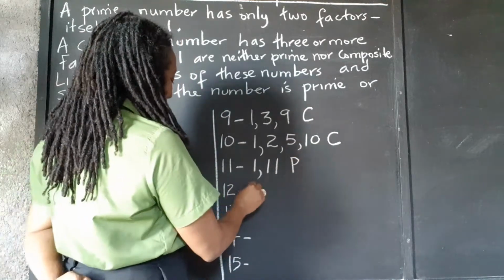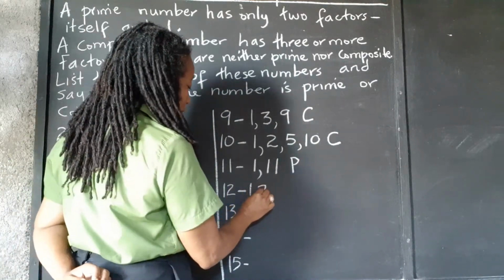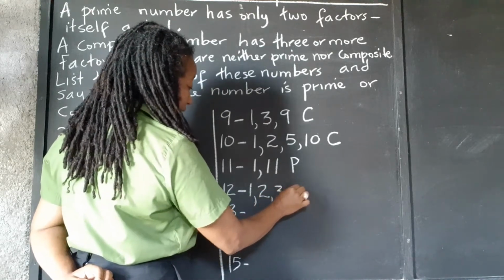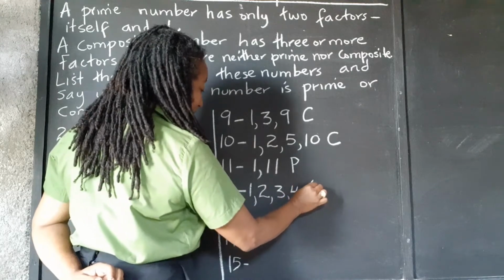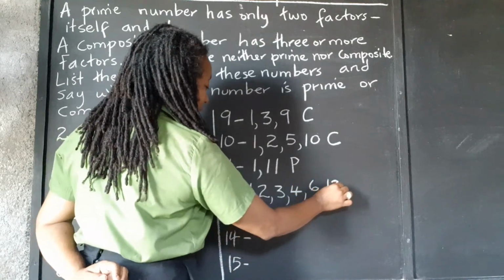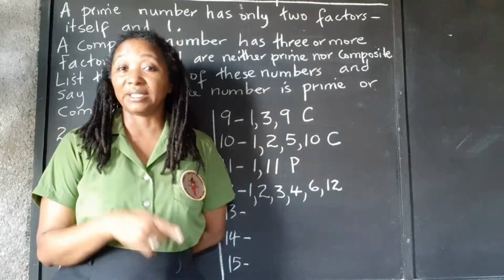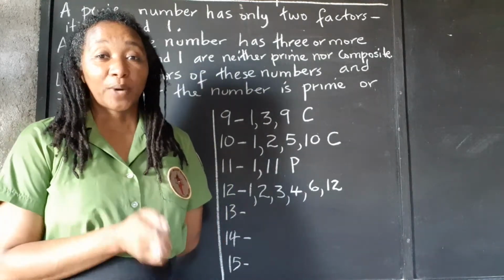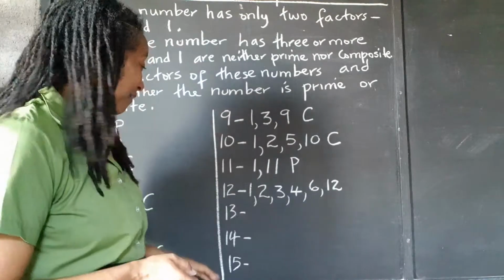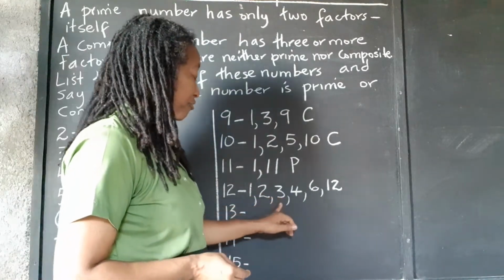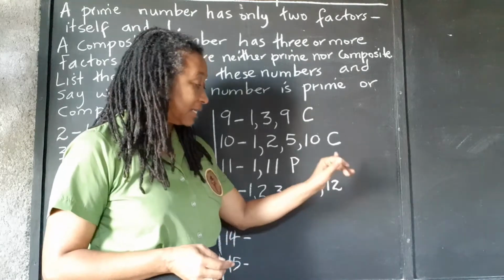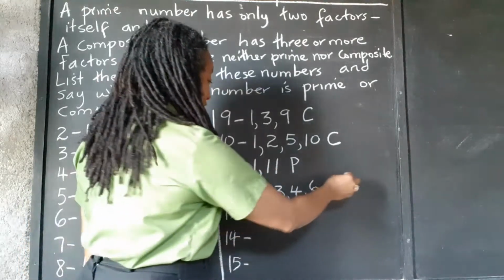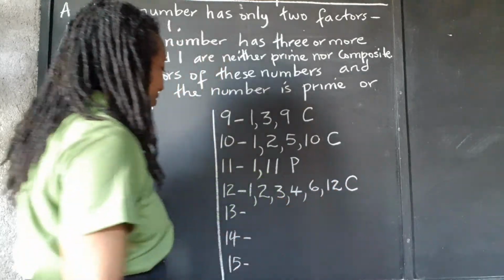How about number 12? 1 can go, 2 can go into 12, 3 can go, 4 can go, 6 can go into 12, 12 can go into itself. 12 is definitely not prime. 12 has 1, 2, 3, 4, 5, 6 factors. It is definitely composite, not prime at all.